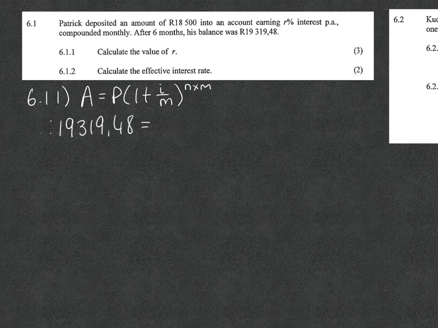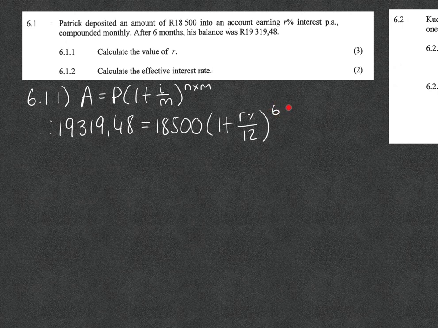19,319.48 equals P, which is my principal value, starting amount, 18,500, times 1 plus R%, which is what I'm trying to work out, over m, compounded monthly, so my m is 12, to the power of 6 months. So is there a reason for me to times this by 12? No, because the n is already in months, and that is how my interest is being applied. So there is no reason to times this by 12 because it is already months.